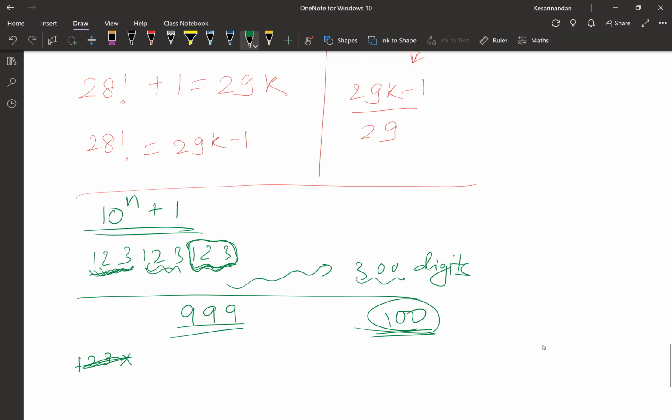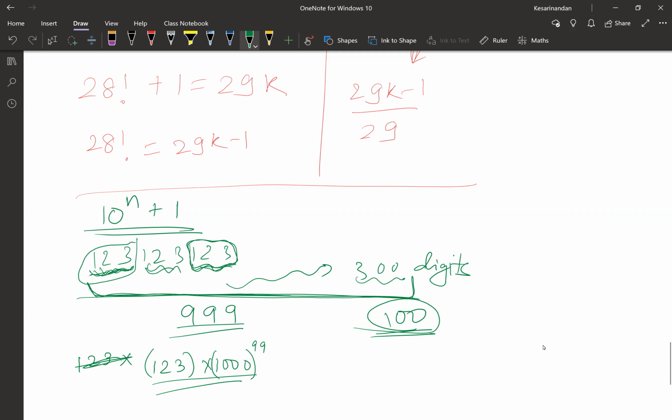So can we have this in terms of the binomial theorem? Not exactly the binomial theorem, but on similar lines. This will be 123 into 1000 raised to 99. Can I write this as this? Yes or no, guys?